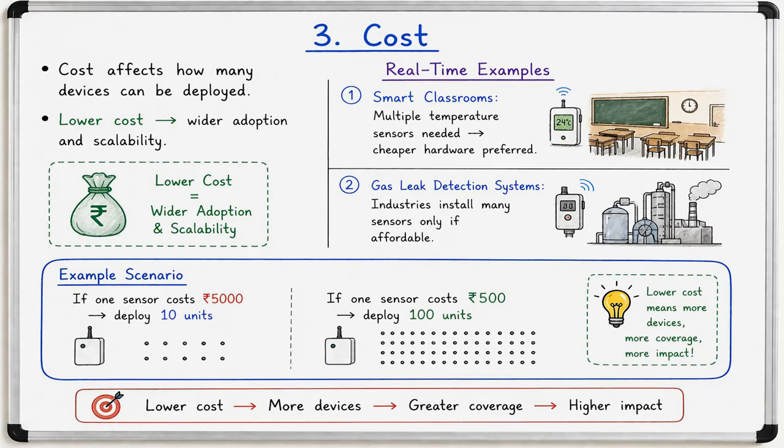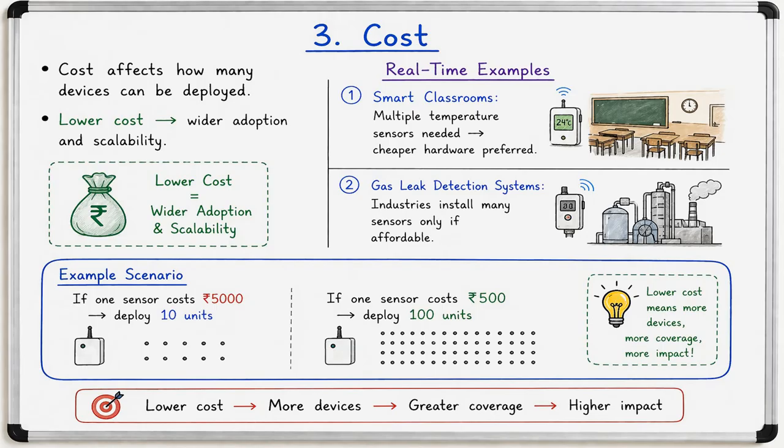So affordable devices make it easier for schools, industries and farmers to adopt IoT solutions, and it also helps in scaling the system by deploying more sensors over larger areas. Some real-time examples are the smart classrooms, where multiple temperature sensors are needed, which are cheaper hardware and are preferred. Many sensors like temperature, humidity, then carbon dioxide are needed across the classrooms. Using low-cost devices makes it possible to install sensors in every room.